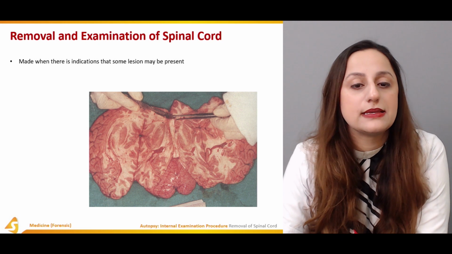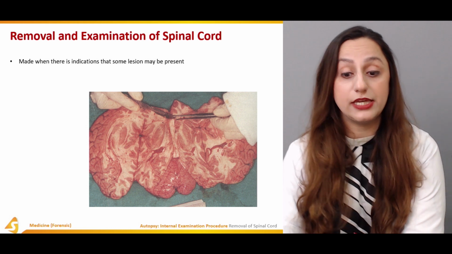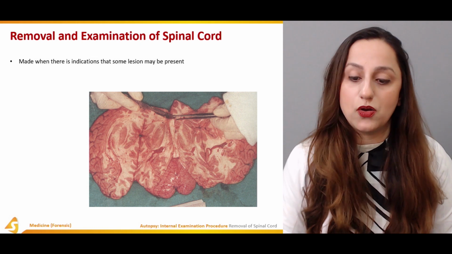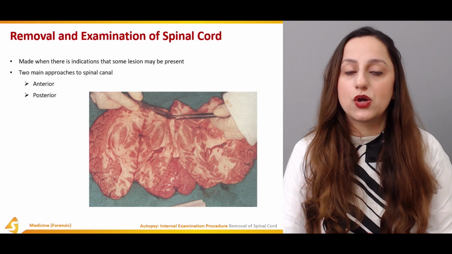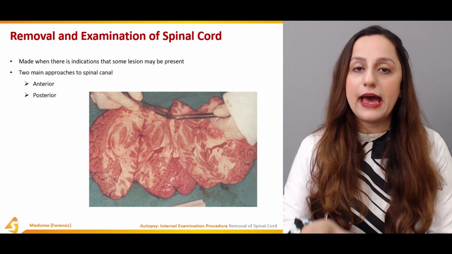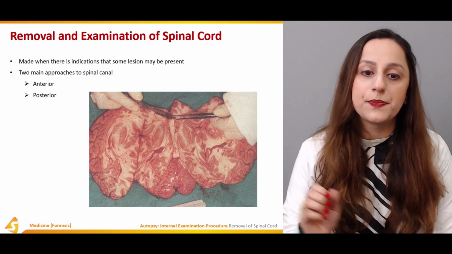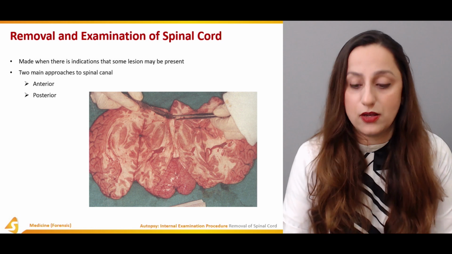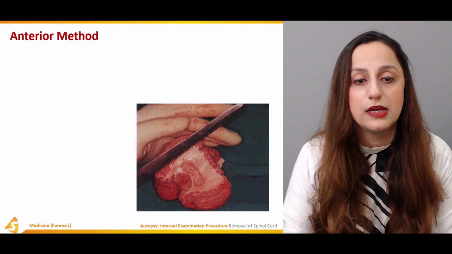The first step is taken when there are indications that some lesion may be present. So there should be some indication for opening up the spinal cord. There are two main approaches to reach the spinal cord. There is an anterior approach, in which we remove the vertebral column, and the dead body is on its face. And then there is a posterior approach. We'll be discussing both of these approaches in detail in the subsequent slides.